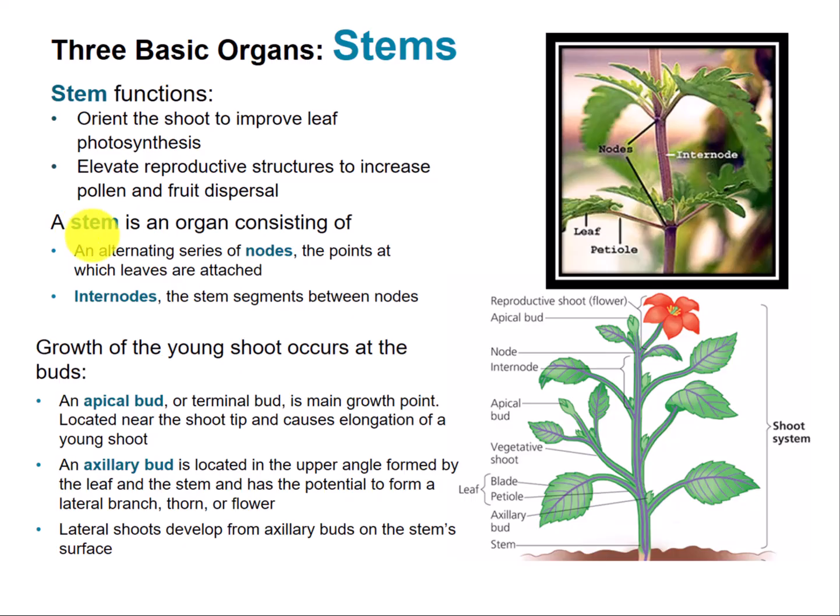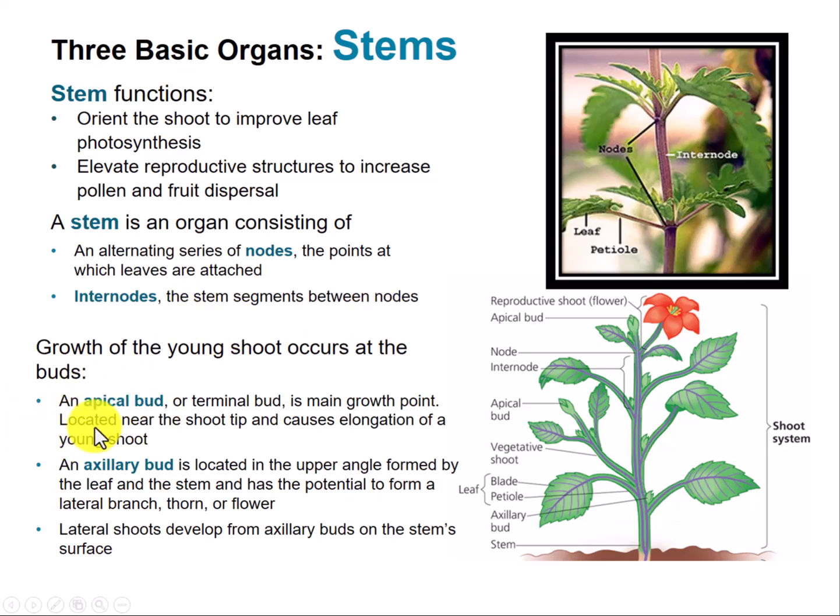On the stem, we have the nodes. The nodes are where the leaves actually come off of the stem, and the area in between the nodes are called the internodes. And so the nodes come off of the stem, and the internodes are the segments in between.